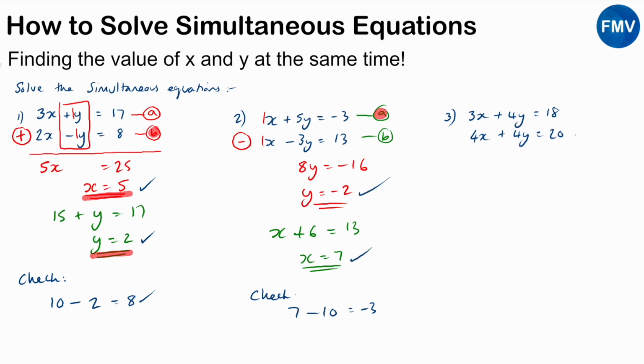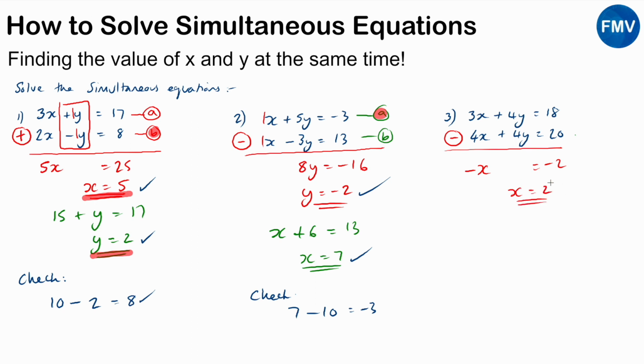Last question on this page. In this case, 3x, 4x, we can't eliminate them. We can eliminate these because 4 minus 4 is 0. So in this case, I'm going to take away. 3 minus 4 is minus 1x. 4 minus 4 is 0. 18 minus 20 is minus 2. Divide both sides by minus 1. X is equal to 2.